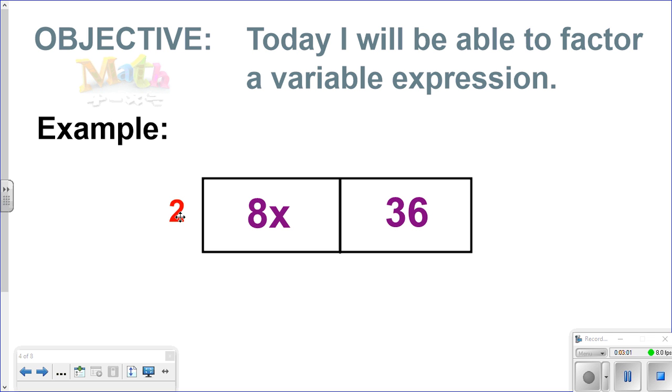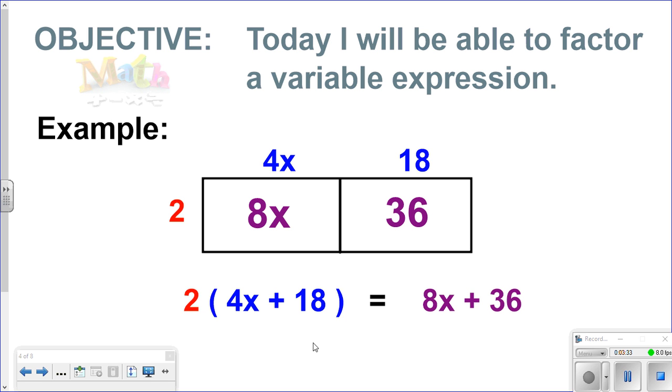Let's try working with 2. If one of the terms is 2, I know that 2 times 4 is 8, and I still have the x to deal with, so that's 4x. So 2 times 4x would give me 8x. And what times 2 would give me 36? Well, half of 36 is 18. So 2 times 18 is 36. So if I factored out a 2, the other factor would be 4x plus 18. So I could say that 2 times 4x plus 18 is going to result in 8x plus 36.